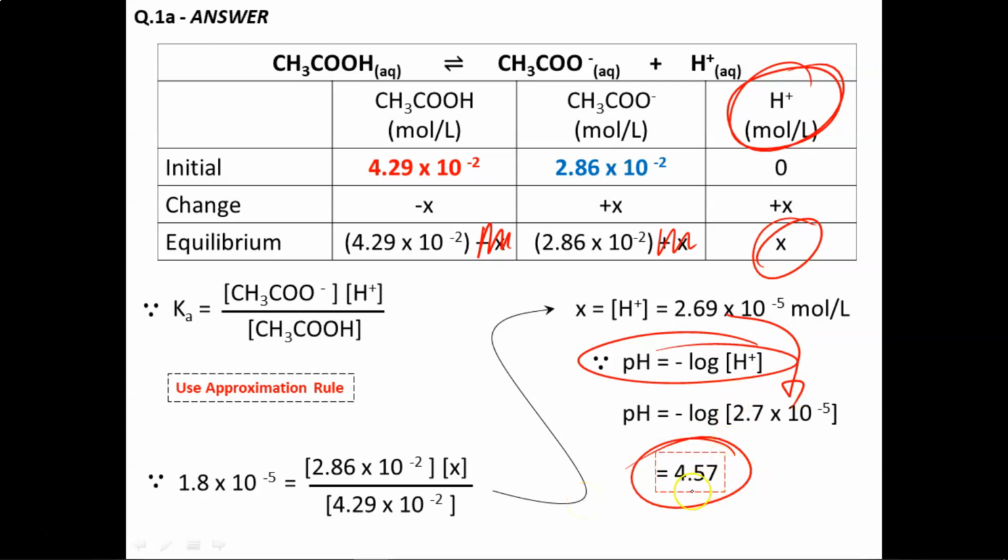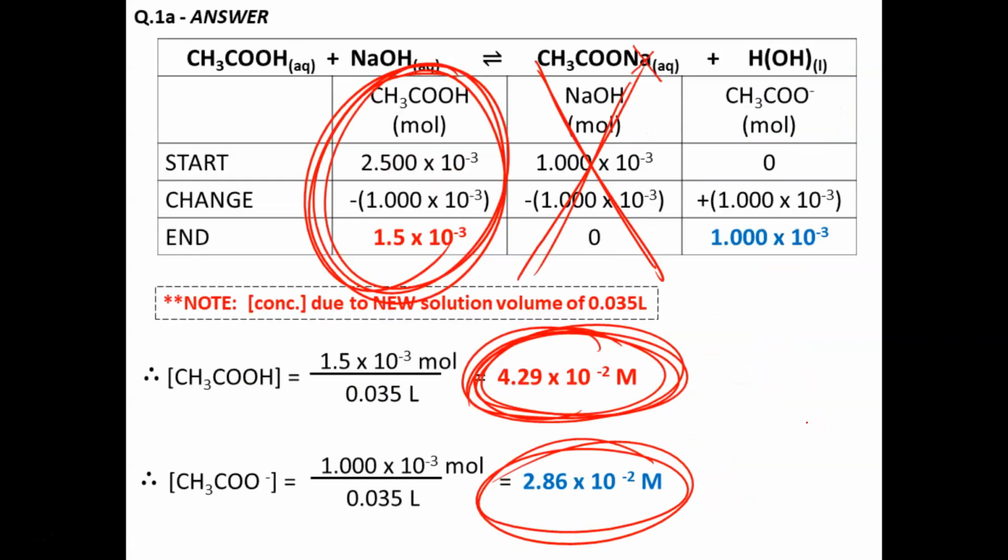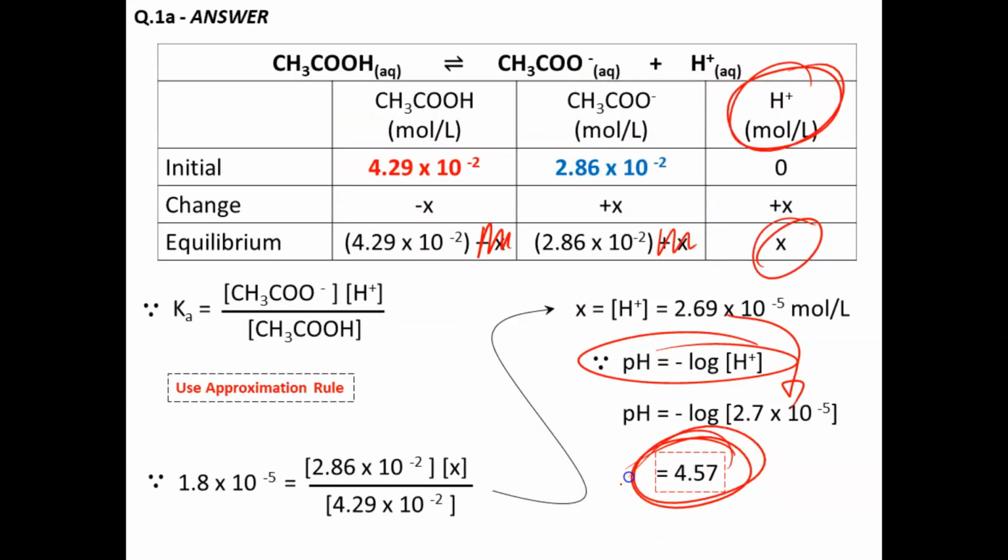Now let's double check to make sure that this answer makes sense. 4.57 is below 7, so therefore this is in the acidic range. If I look back at my previous examples over here, I have no more base, but I do have leftover acid, so therefore my solution should have an acidic value, and that is correct. So everything seems to check out.